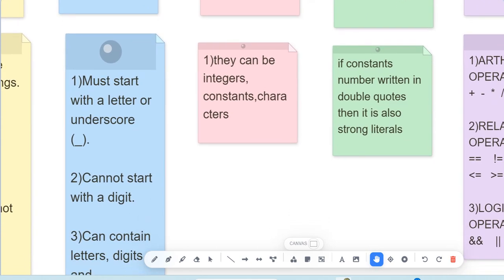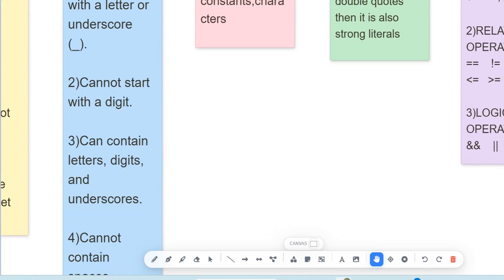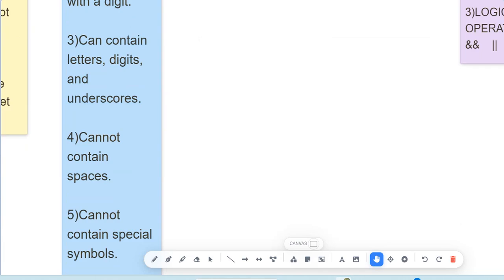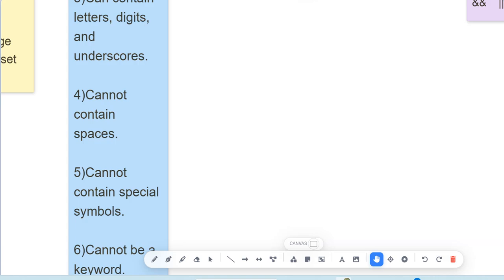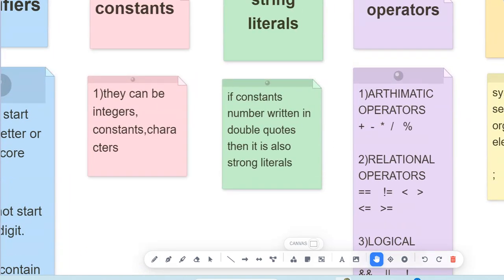Next, coming to identifiers, the name should not begin with digits. It should only begin with either letters or underscore. The name should contain only letters, digits, and underscore only. They should not contain any sort of spaces between the identifiers, and there should be no special symbols used in the identifier. And keywords cannot be identifiers.